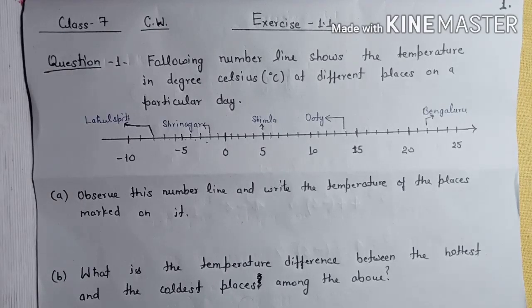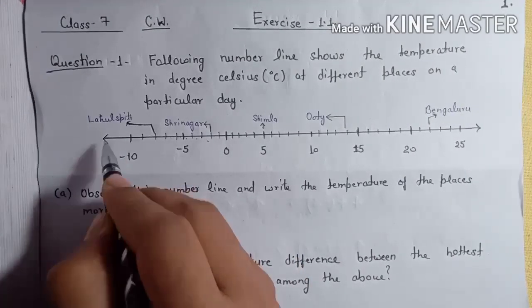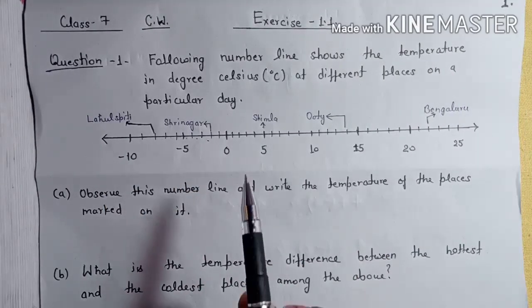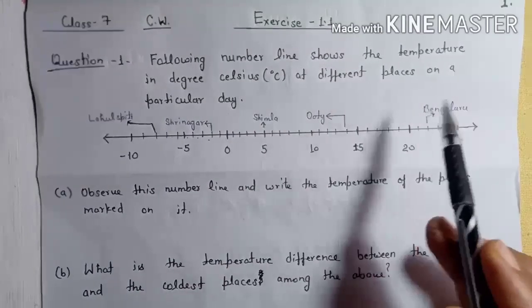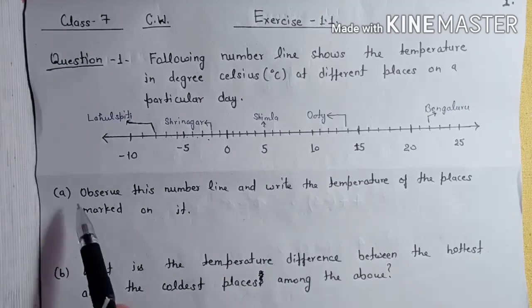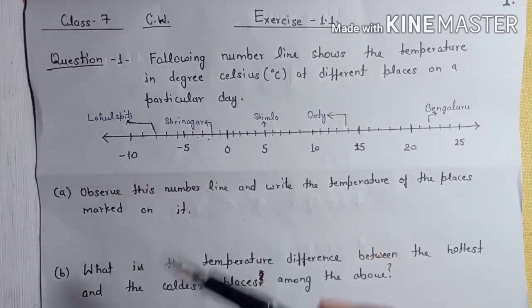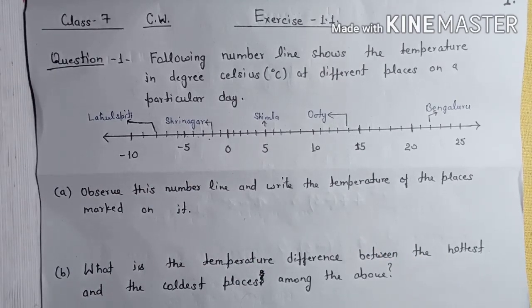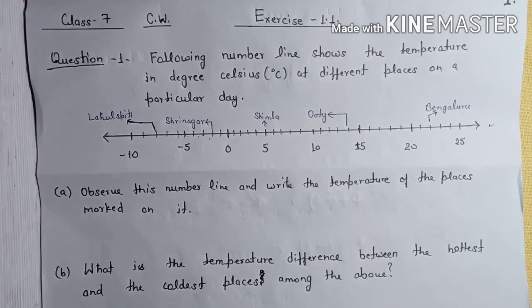In exercise 1.1, the first question is: the following number line shows the temperature in degrees centigrade or Celsius at different places on a particular day. Now there are four questions, A, B, C, D. This question has four parts, and the questions are dependent on this number line. You have to write the answers there.